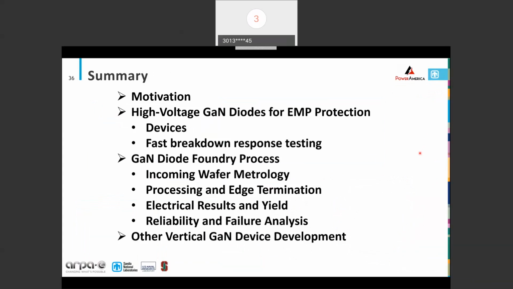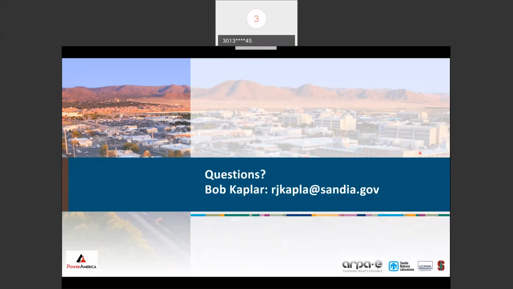So just in summary here, I covered the motivation, why we're interested in vertical GaN. I want to reemphasize that vertical GaN is pretty different than the lateral GaN HEMTs, and I want everybody to keep that in mind. I discussed the diodes we're developing for the EMP protection problem, and some of that fast breakdown testing and so forth, and then of course the foundry process with the various aspects to it that we went through, and then just a couple quick examples of some other devices. And so I think that concludes the presentation, and hopefully everybody's still there, and I can take some questions.